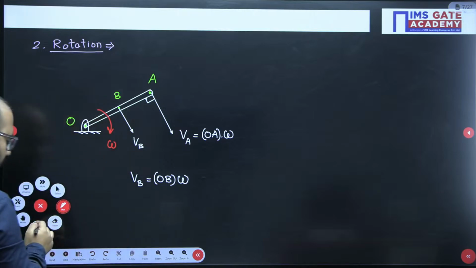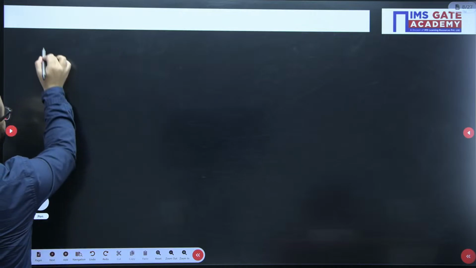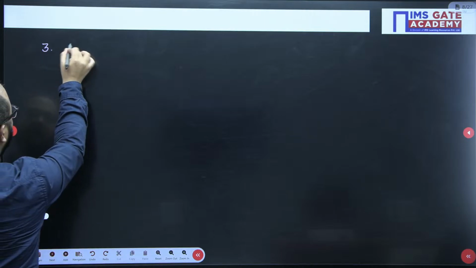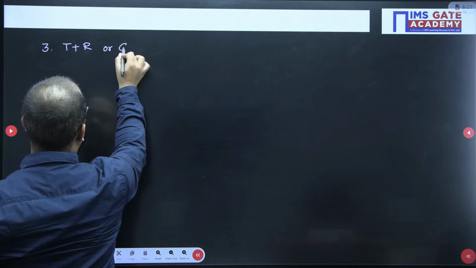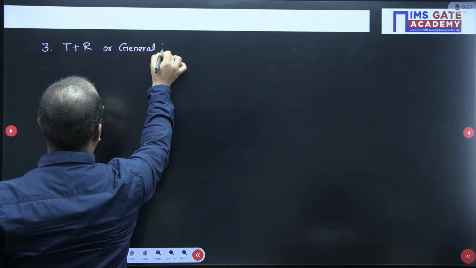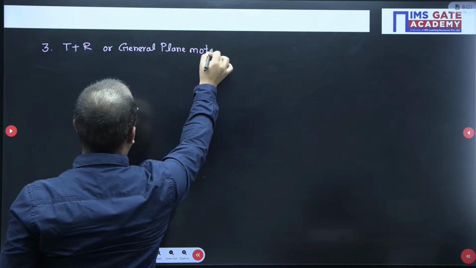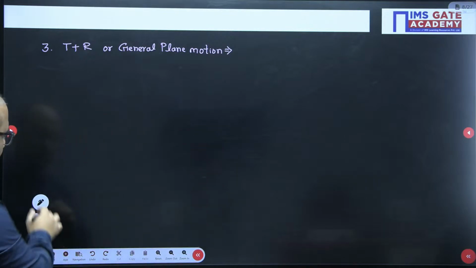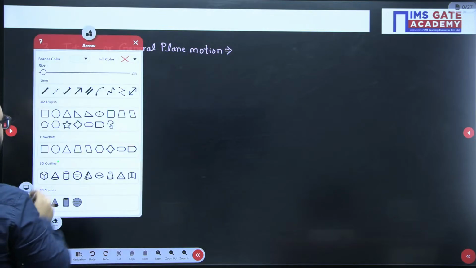Fine. Now, next case is the combination of translation and rotation. Now, see. Translation plus rotation, or we can say general plane motion. General plane motion. Now, see, let me show you some examples here.